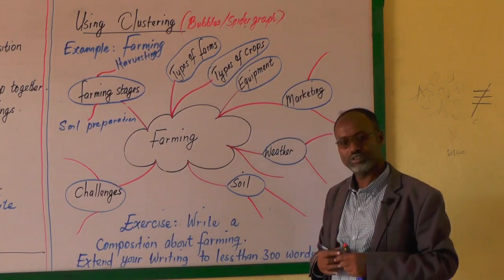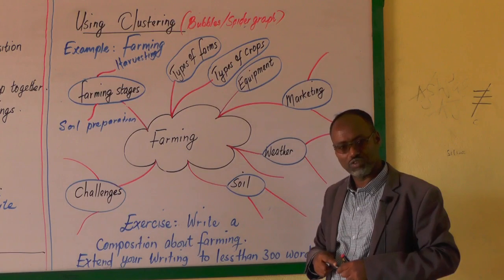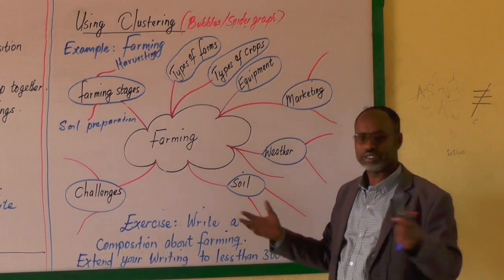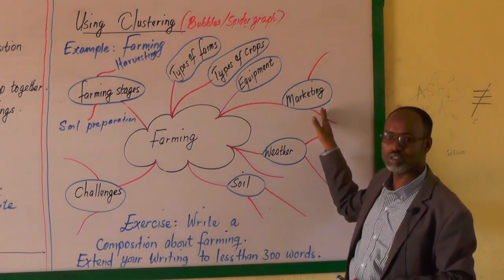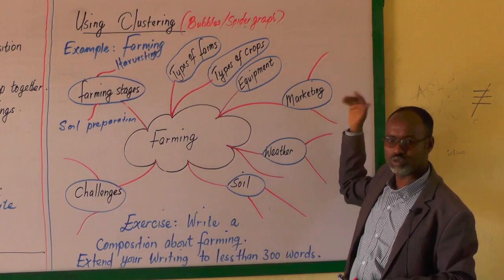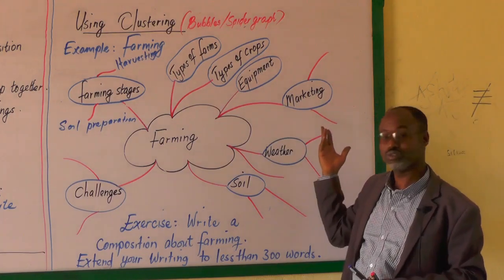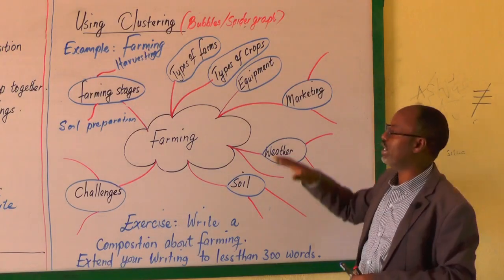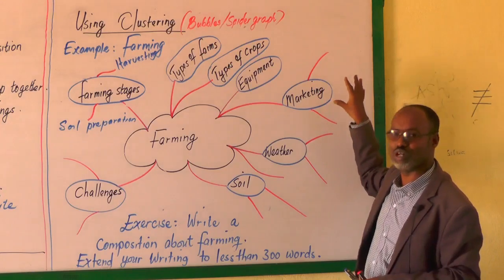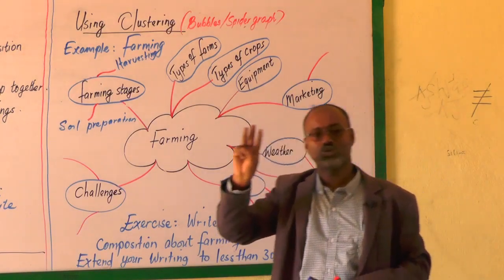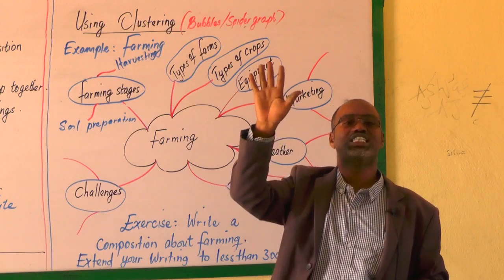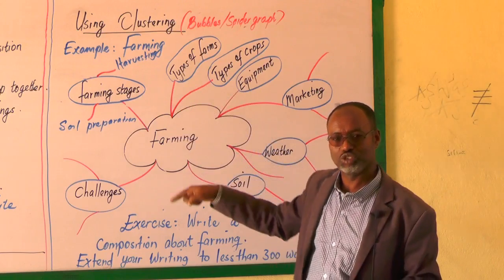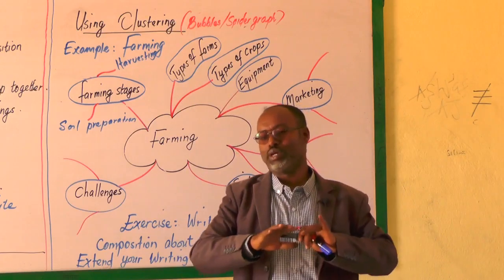Traditional equipment, all forms of equipment used for farming, and modern equipment like tractors and some others. Also marketing, you can write 2 or 3. Weather, climate. Well, the soil. Whenever you ask yourself about marketing, you can get 2 or 3 ideas, 4 or 5 sentences. So when we put all these sentences together, our composition will be long.